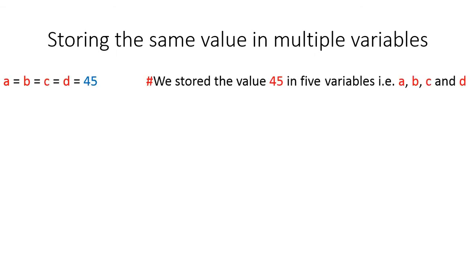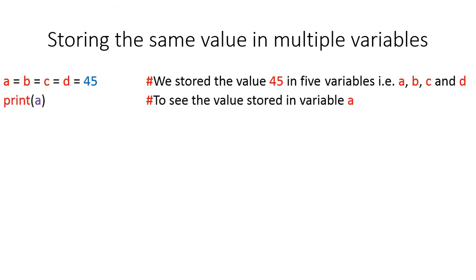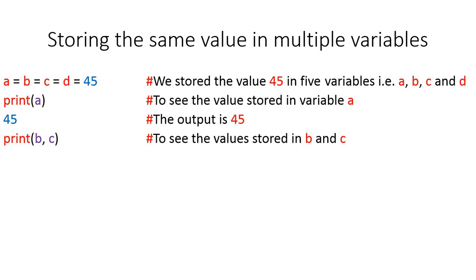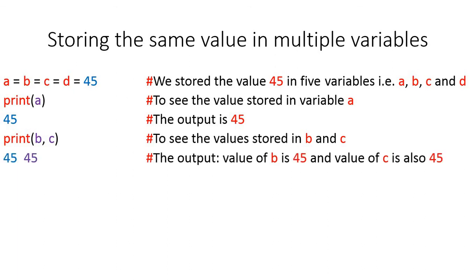If you want to store the same value in multiple variables, for example, you want to store number 6 in variable A as well as in variable B as well as in variable C, then the method is A is equal to B is equal to C is equal to D is equal to the value you want to store in all of them. So this 45, that is the value, will be stored in this container as well as in this one, and in all of these containers. If you print A, the value will be printed as 45. If you print B and C and D, etc., the values printed will be like these.